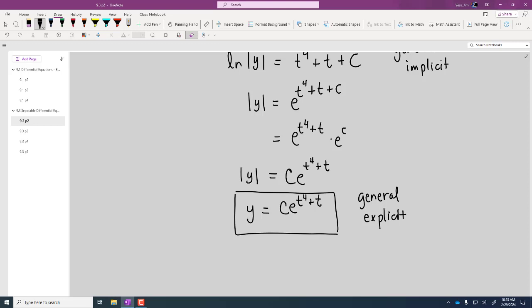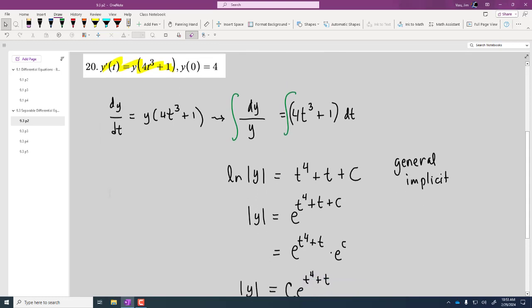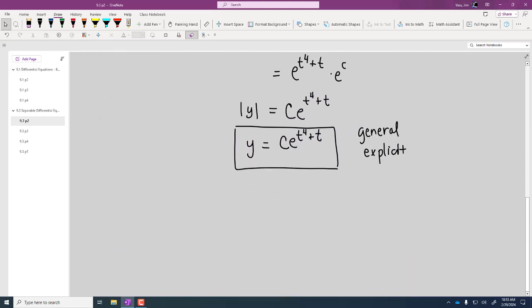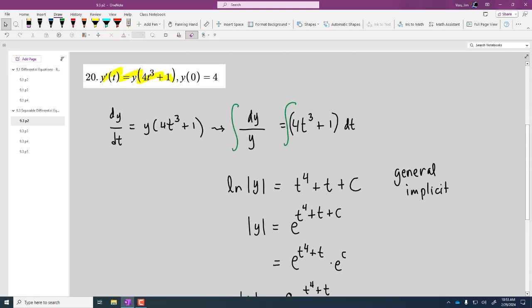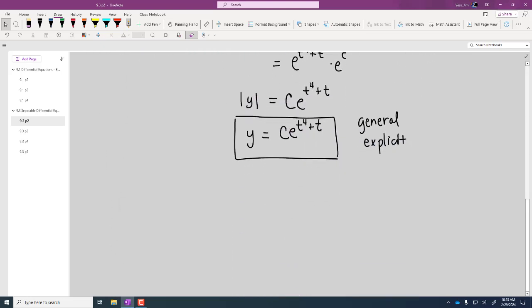And this one did not have initial values, did it? Oh, it did. Okay, so now we'll do the particular explicit. Particular explicit. These math words are hard. I know, especially to put them in order. So y of 0 is 4. So here is our initial value, y of 0 is 4.